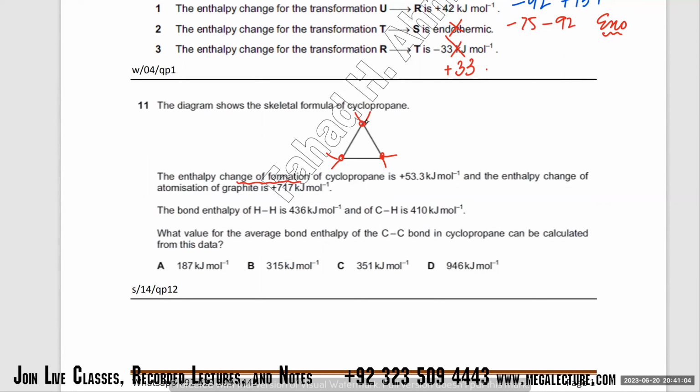So enthalpy of formation is when you form 1 mole of something from its elements. The elements are carbon, solid, and hydrogen, which is gas, and it's forming C3H6, which is a gas as well. ये cyclopropane है, ठीक है? So enthalpy of formation is 53.3.